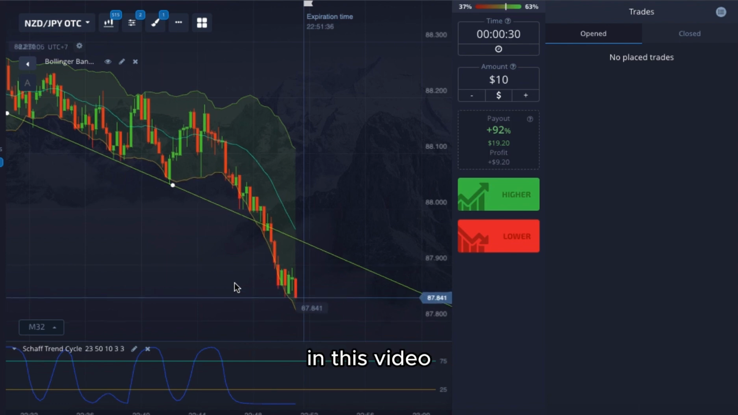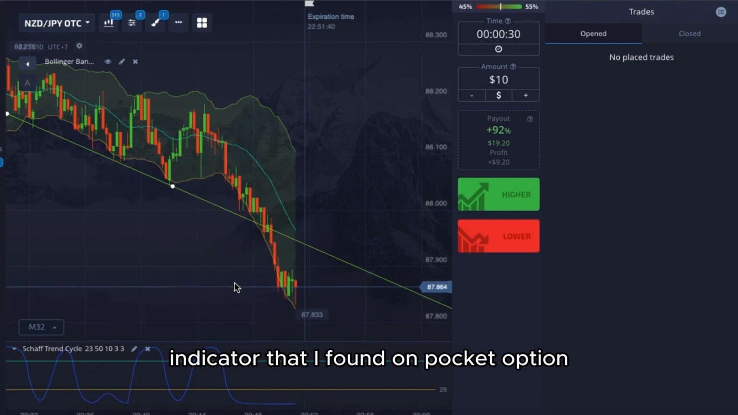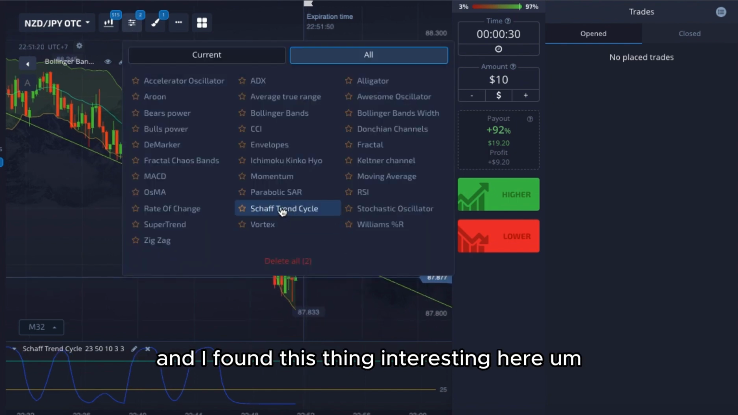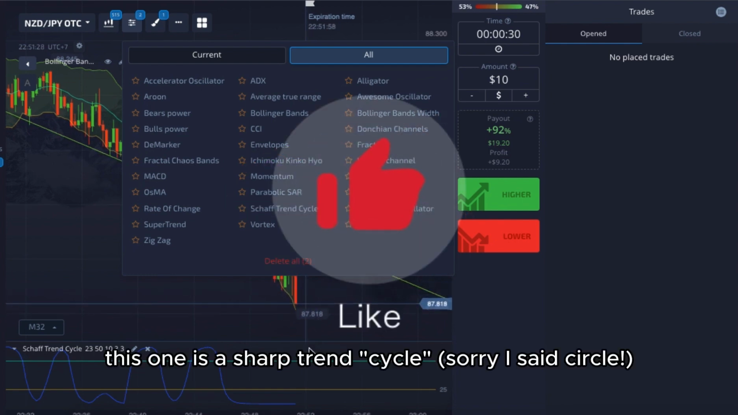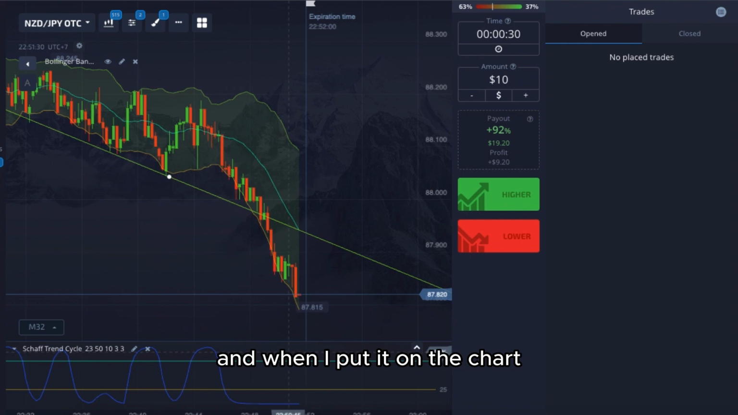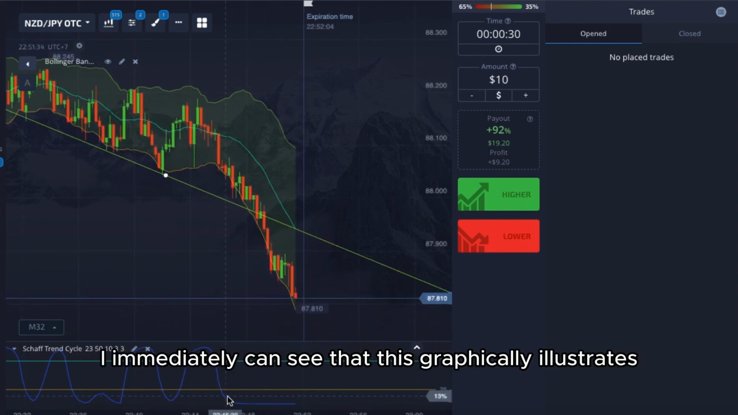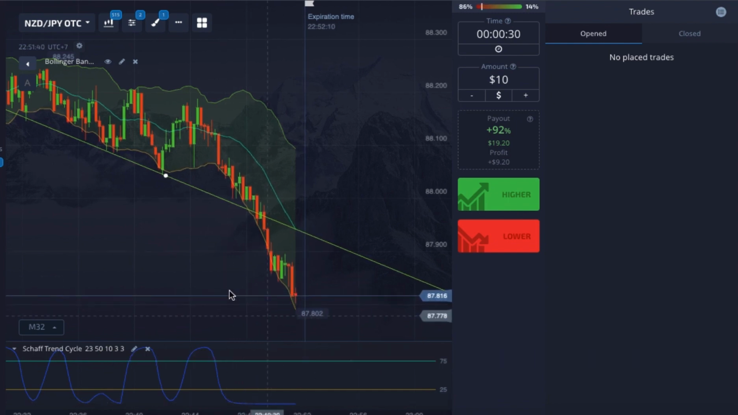Hello traders, in this video I want to talk to you about an interesting trade indicator that I found on Pocket Option. I was just looking through the list and I found this thing interesting here. This one is the Schaff Trend Cycle, and when I put it on the chart, I immediately can see that this graphically illustrates a trend, okay?